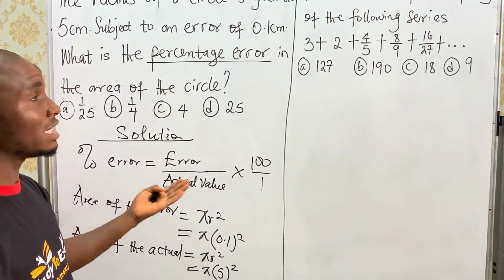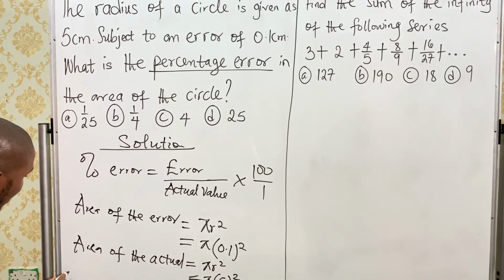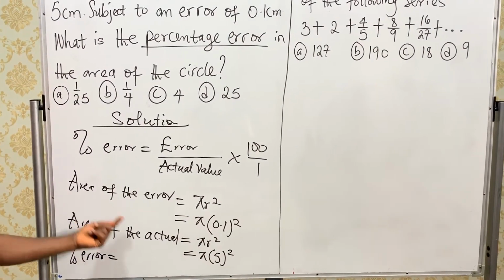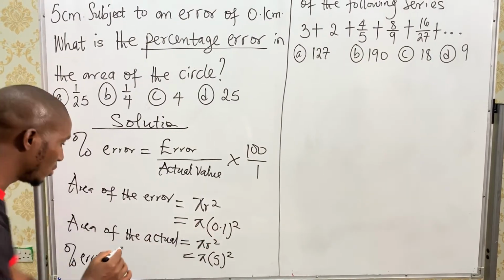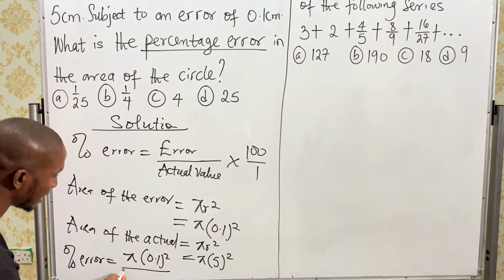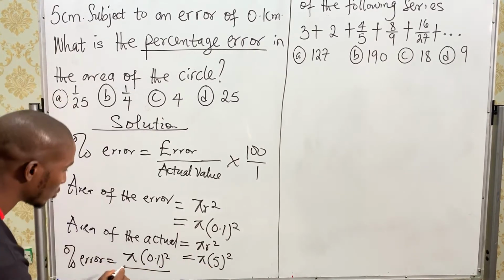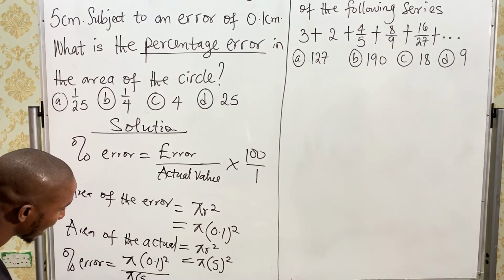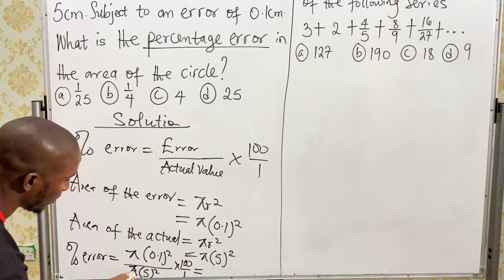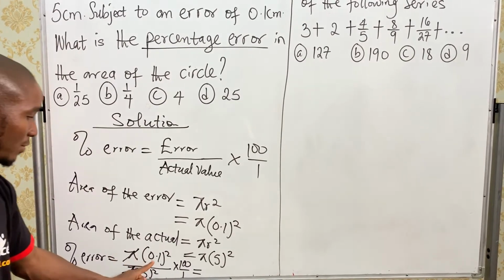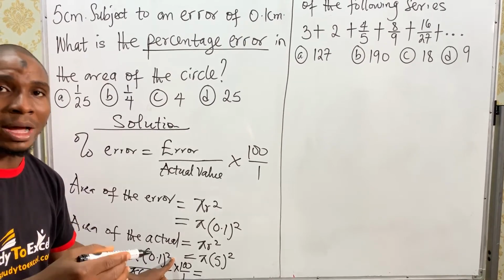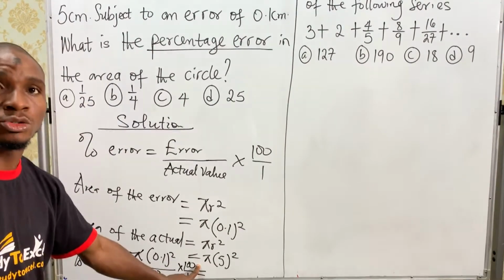But the question is to calculate the percentage error. Now, the percentage error will be the area of the error, which is pi into bracket 0.1 square, divided by the area of the actual, which is pi into bracket 5 everything square, times 100 over 1. Now, pi, we eliminate pi. So we have 0.1 square. 0.1 square will give us 0.01. Times 100, it will give us 1.